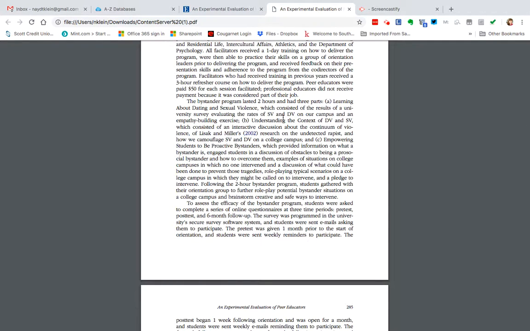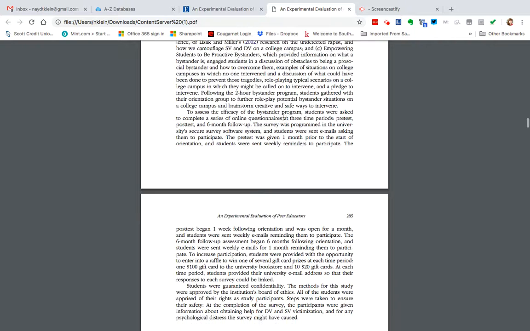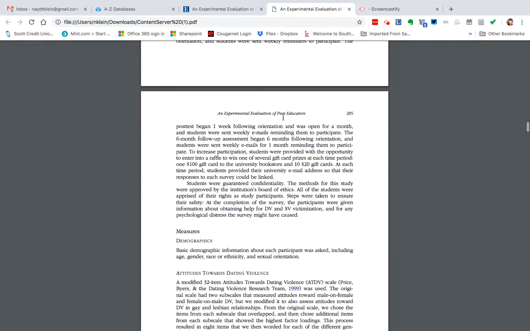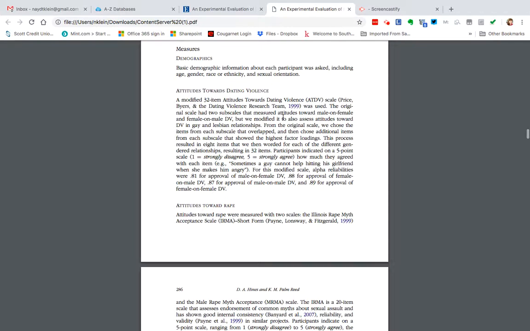So you would read this section about the methods. So read through the methods, exactly how it was done, and really try to understand how they decided to study which is better for their learners, to have a peer educator or to have a professional. This is measures. Sometimes this will be a separate section when they're talking about their methods.